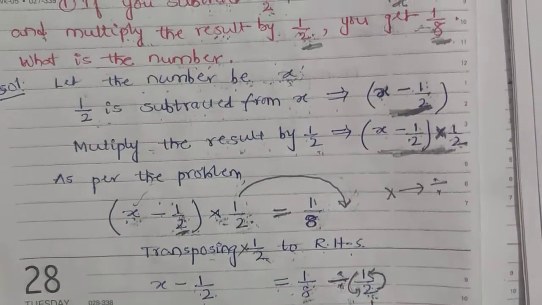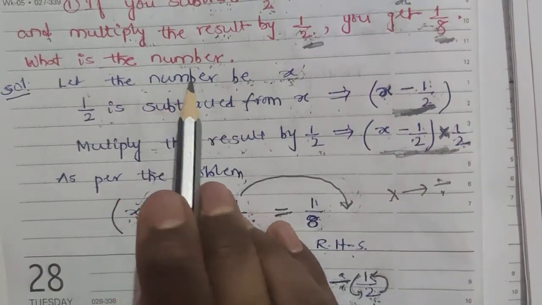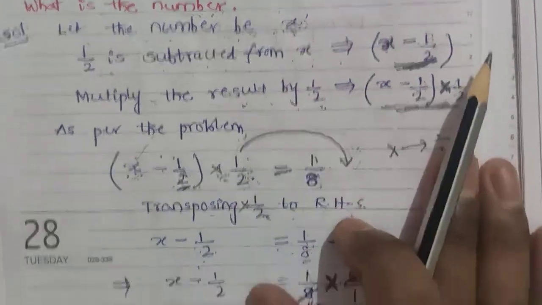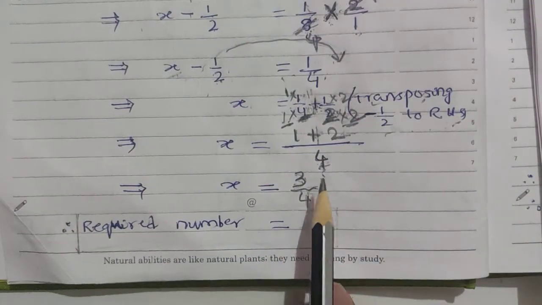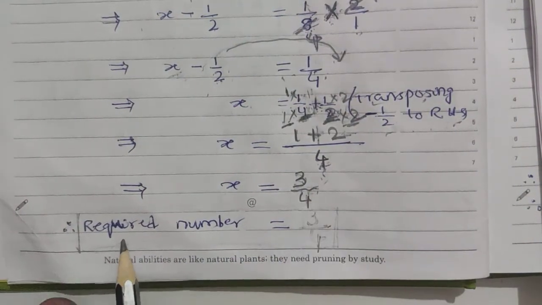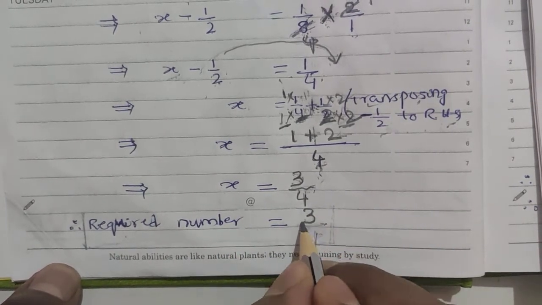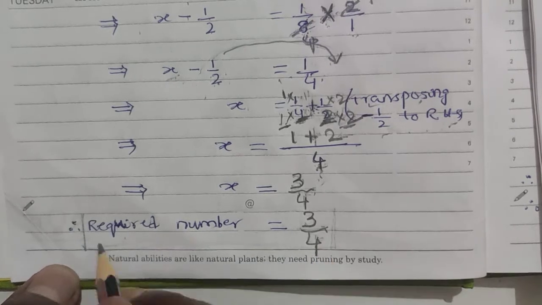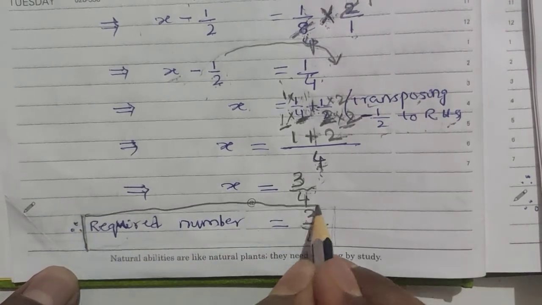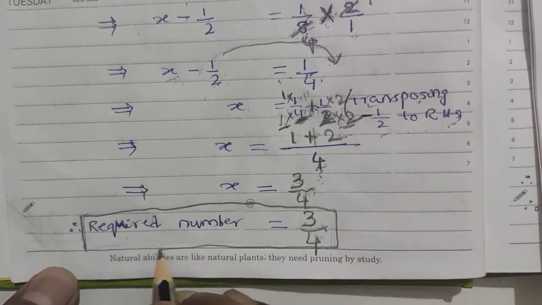x is nothing but what? As per our assumption, the number is x, and the x value is 3/4. That means finally we can conclude our solution: the required number is equal to 3/4. This is our final conclusion line.